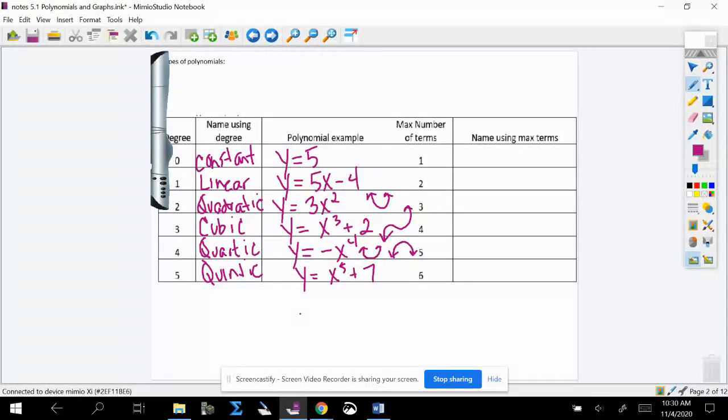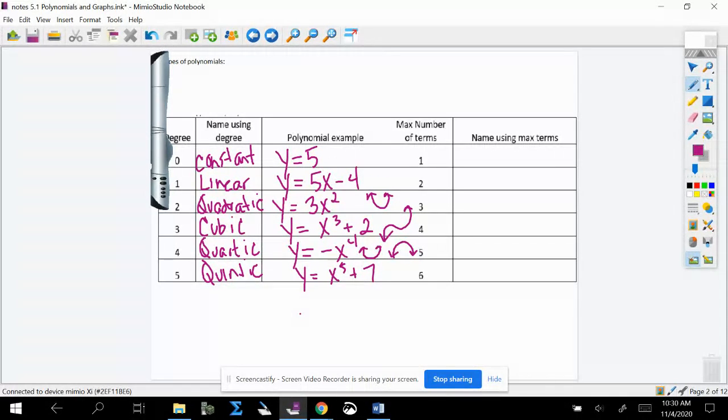So when you're asked to classify a polynomial, there's two ways to classify it. One is going to be by the degree. So one of these 6 names you can use for every polynomial that we look at. There are some names for higher degrees than 5, but this is really where I want you to focus. The other way we can classify a polynomial is by how many terms it has. Every number of terms gets a different name.